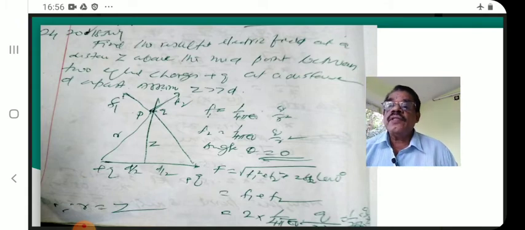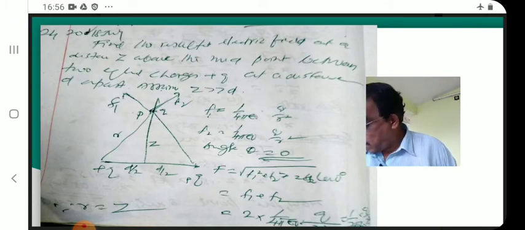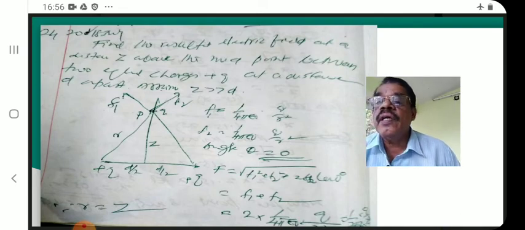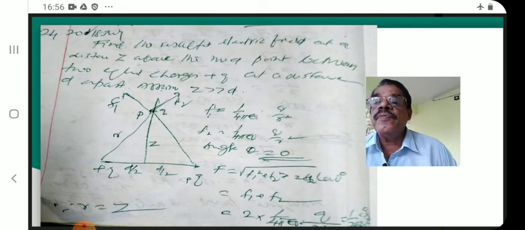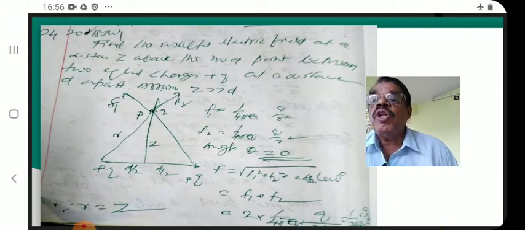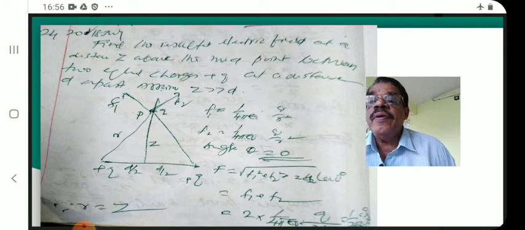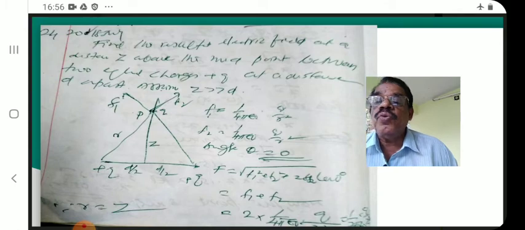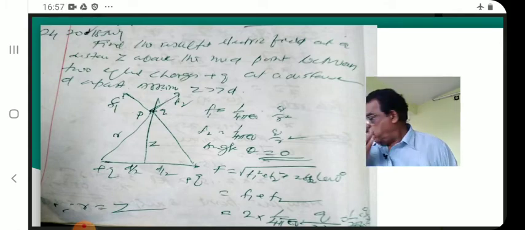So the two charges plus Q and plus Q are shown here. The distance is D. P is a point at a perpendicular distance Z on the perpendicular bisector. The distance Z is very much greater than D. So the distance between plus Q and plus Q is negligible.